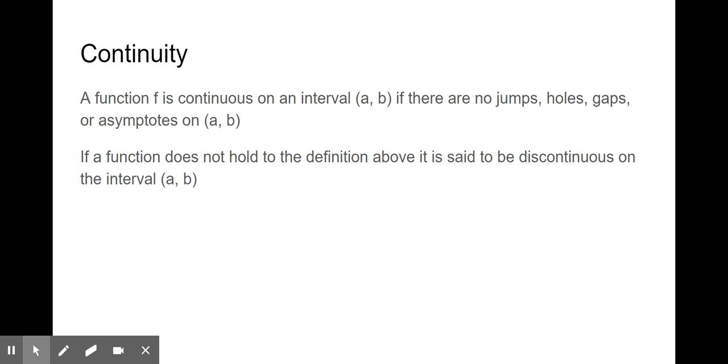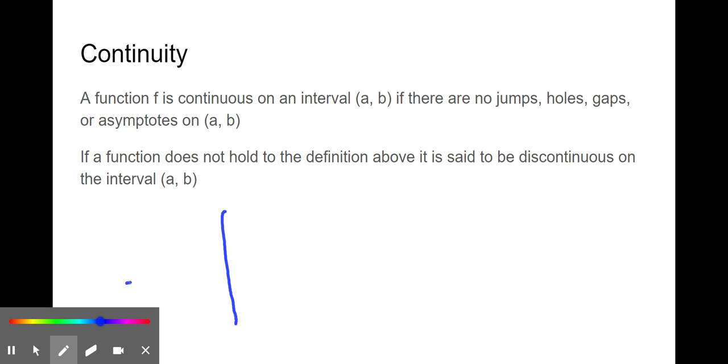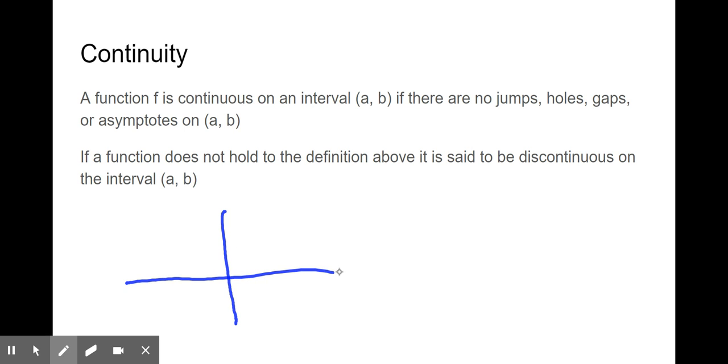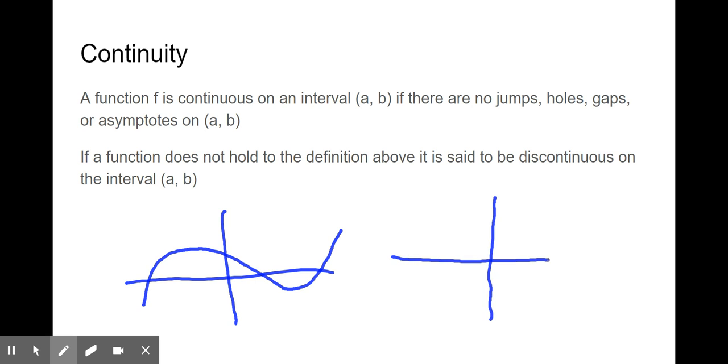Continuity. A function f is considered to be continuous on an interval between a and b if there are no jumps, holes, gaps, or asymptotes on that function from a to b. If the function does not hold to that definition, it's said to be discontinuous on that interval. The easiest way to talk about continuity really is the idea that you can draw whatever function it is that you want to draw without having to lift up your pen or pencil, whatever it is that you may be drawing with.